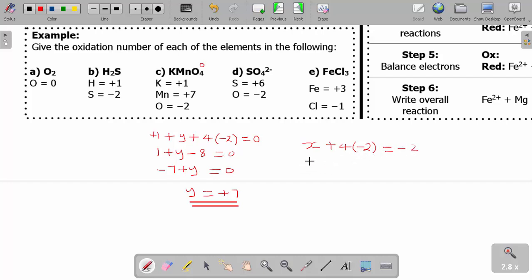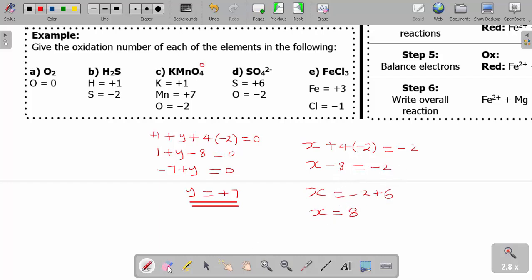So it's going to be X. Now if I multiply 4 times -2, it's going to be -8. Everything equals -2 here because that's our overall charge. So X equals -2 plus 8. What do you get? Talk to me now. -2 plus 8 gives me +6, right? Gives me +6. I repeat.